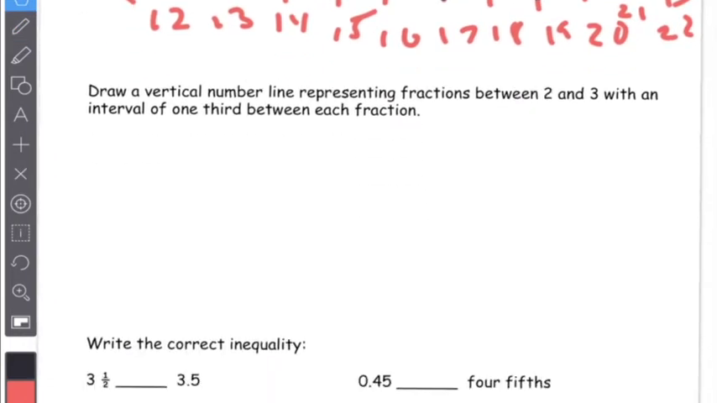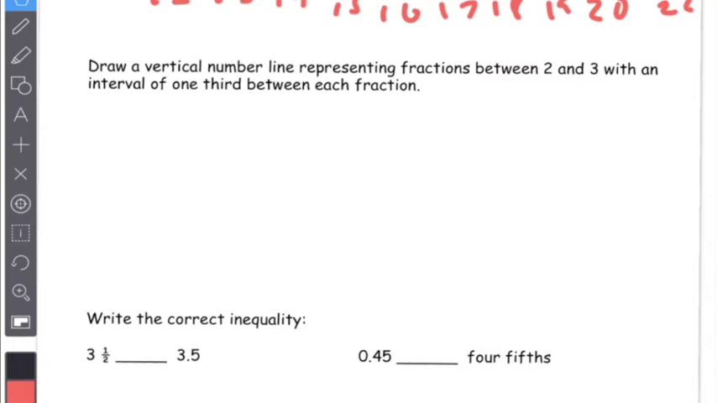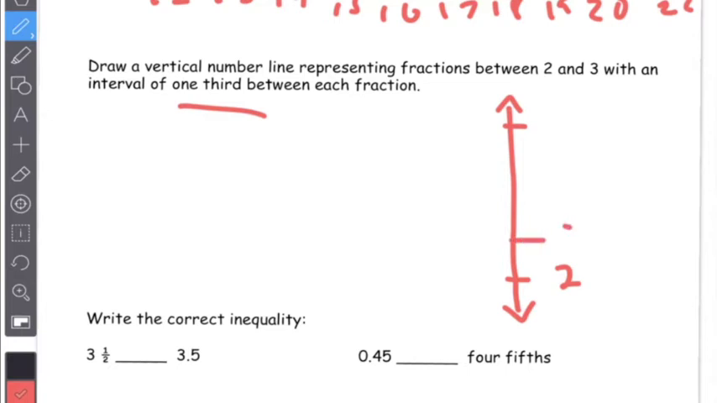Next, draw a vertical line. So now we're going to draw a vertical line. Vertical line means up and down. And it says fractions between 2 and 3. So I'm going to write 2 here. We go up by 1/3, so it's 2, 2 1/3. I'm going to write over here 2 2/3. And finally we have 3 over here.